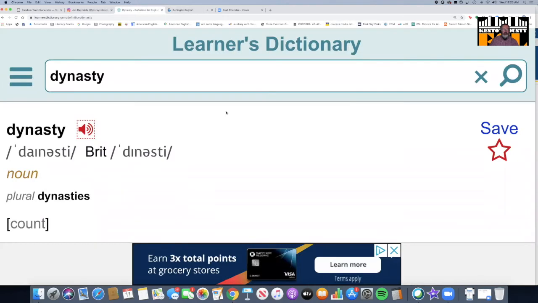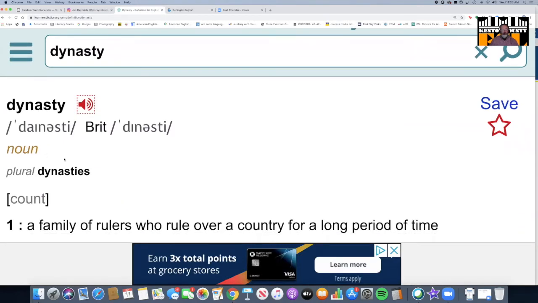Now, in the dictionary, let's take a look. The dictionary will tell us lots of information. For example, if you notice, it says that dynasty is a noun. You try that, noun. Okay, now, do you remember what a noun is? Well, you might remember that a noun is a person, a place, a thing, or an idea.